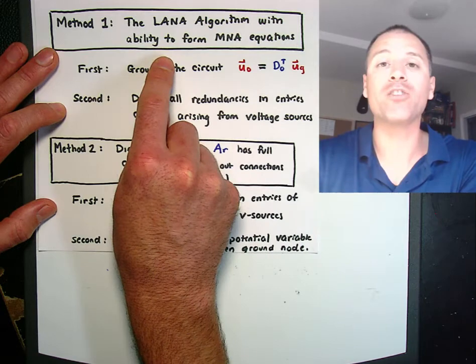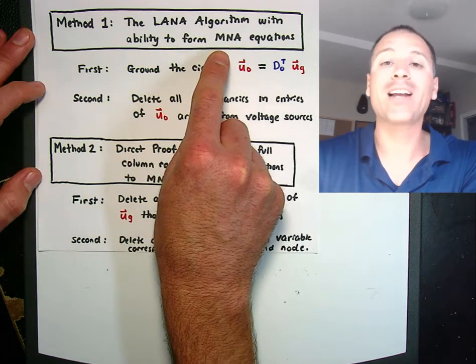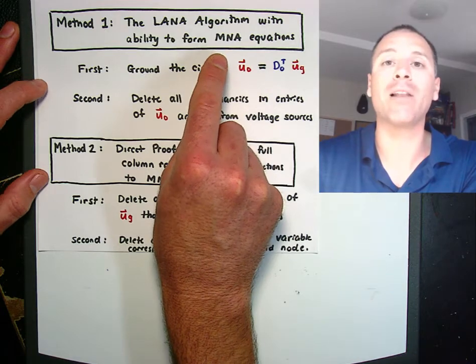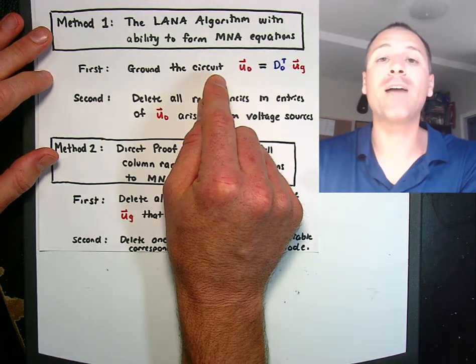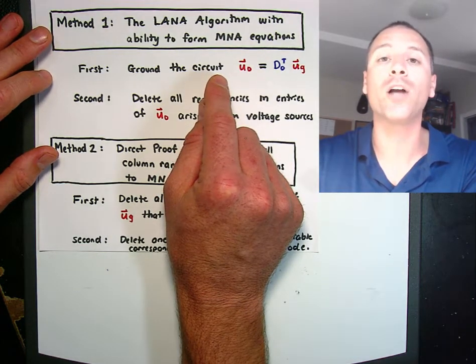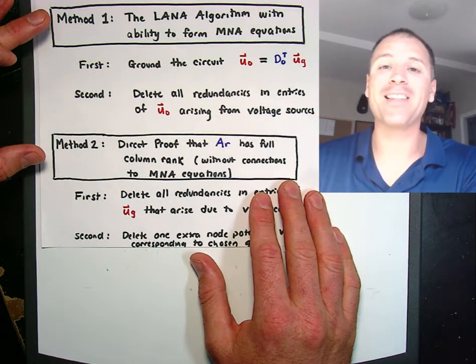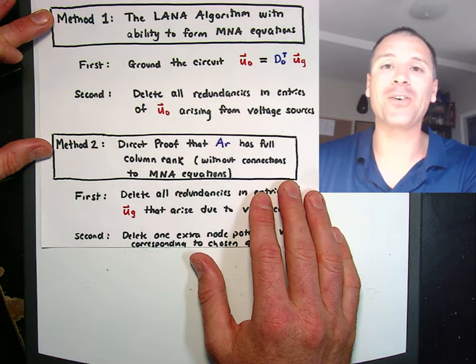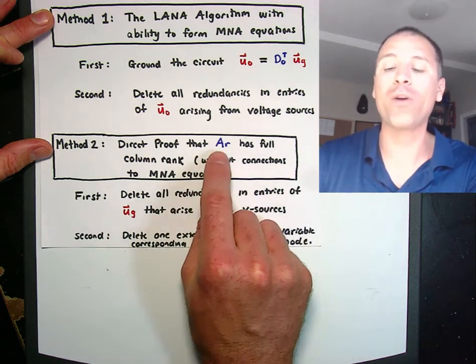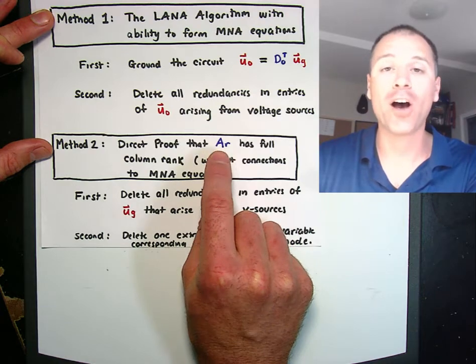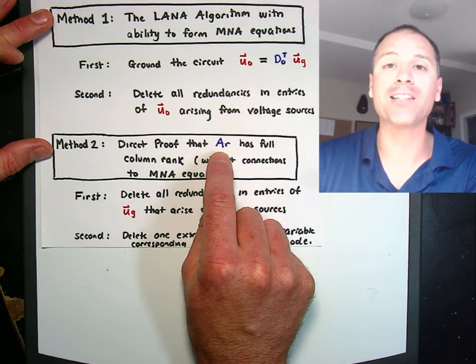The first method is really nice because it leads to a direct connection with modified nodal analysis, which is a very famous algorithm in electrical engineering and is worth the extra time for electrical engineering students who are going to go on to more complex circuit analysis classes. What we're going to show in this video is that these two approaches are identical, and in fact, no matter how we form the matrix A sub R, the end result is the same. Thus, A sub R for sure has full column rank.